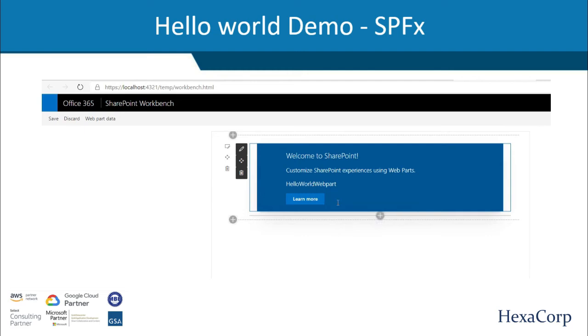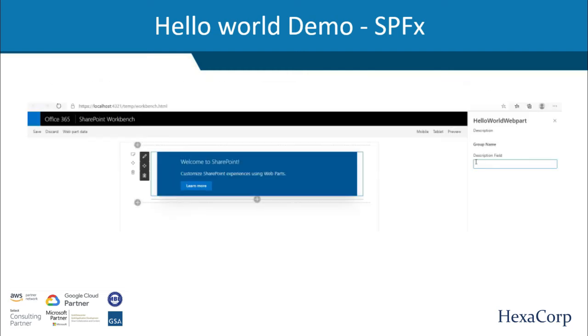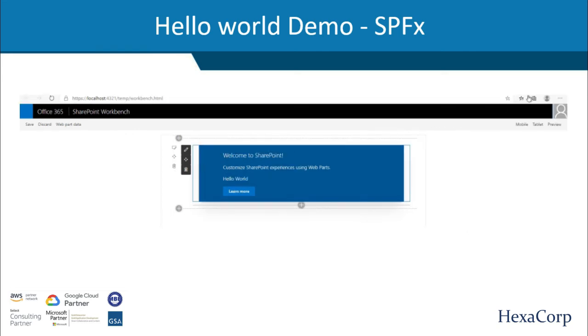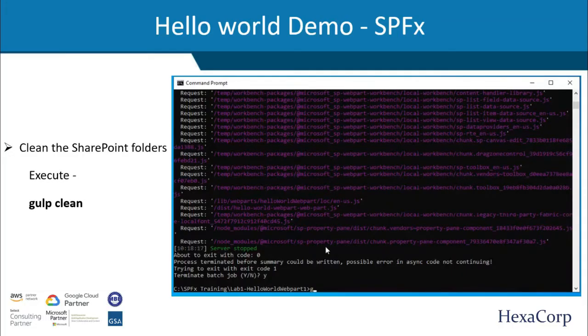Select the pencil icon on the far left of the Webpart to reveal the Webpart property pane. Modify the text in the description field. The text will be displayed in the Webpart. Let us now see the steps involved in deploying the SPFx Webpart to a SharePoint site.